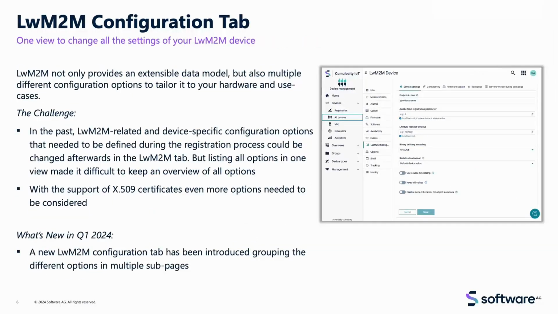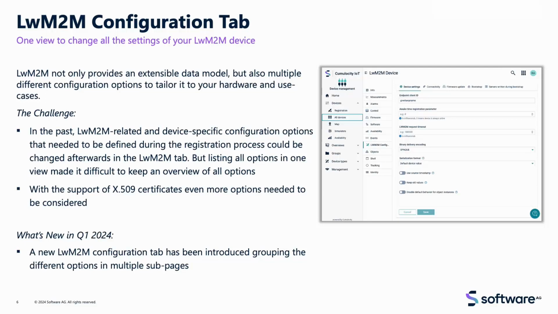Due to the introduction of X509 certificates, we had to cover even more options than we had before, as Lightweight M2M not only provides an extensible data model, but also multiple different configuration options to tailor it to your hardware and use cases. To allow users to configure Lightweight M2M related and device specific options, not only during the registration process, but also afterwards, we provided the so-called Lightweight M2M Bootstrap parameter tab, which provides access to any of those options in one view.